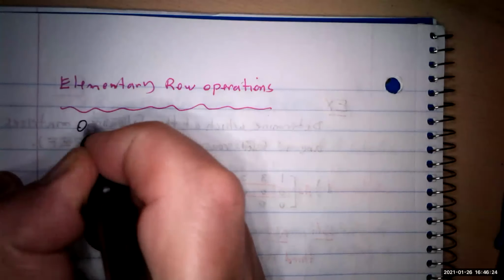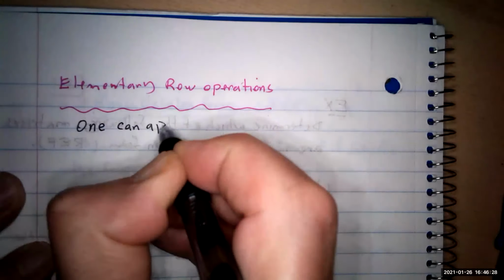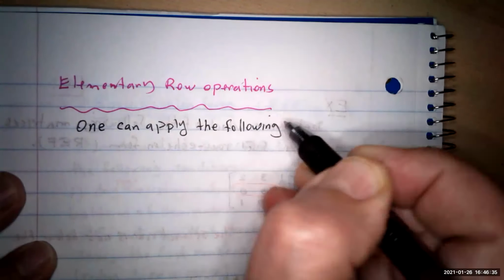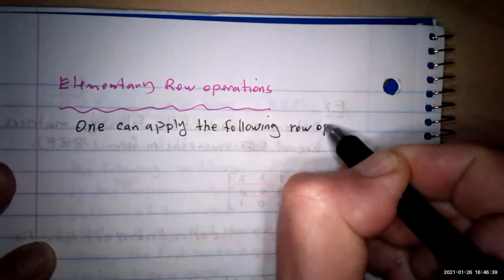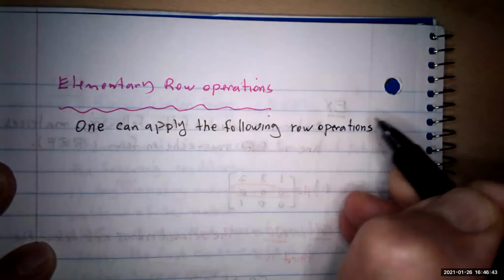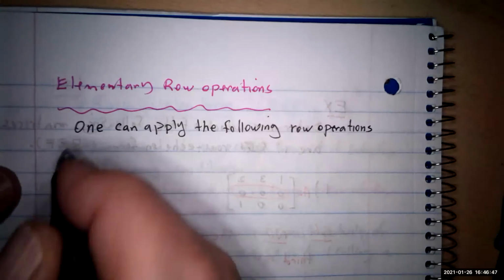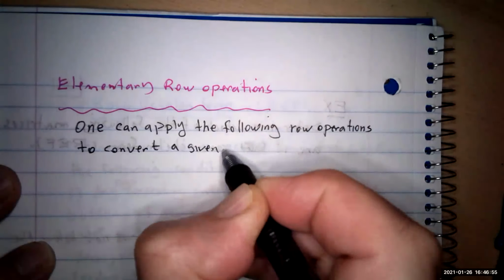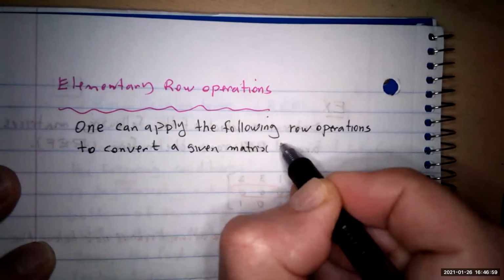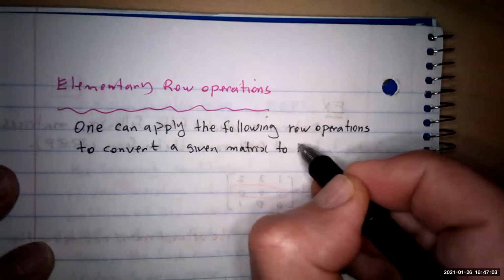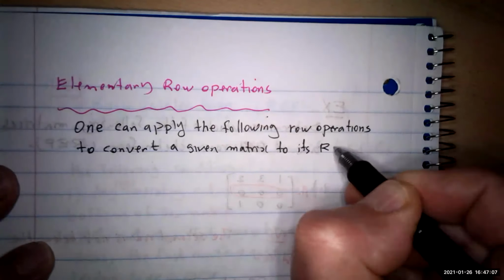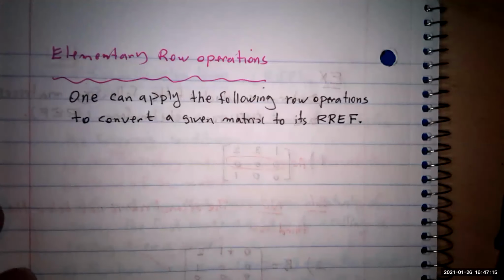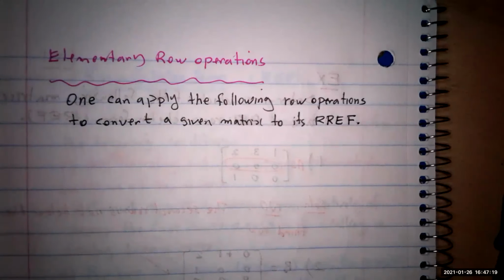One can apply the following row operations to convert a given matrix to its row reduced echelon form, or to one that is equivalent to it. You can do similar operations with the columns, but we do the rows only. It's not going to be equal, but it would be equivalent.